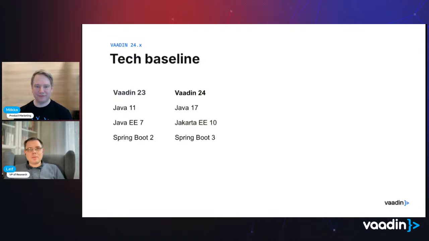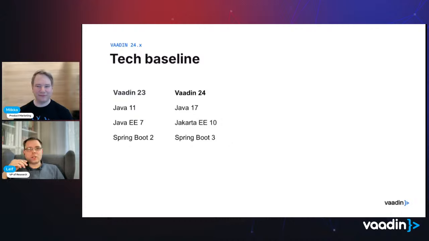The technology baseline, when we went from 23 to 24, we upgraded from minimum Java 11 required, newer were also supported, to minimum Java 17. Switching from a Java EE 7 baseline to Jakarta EE 10 might have been a little bit disruptive, since you needed to actually upgrade your application server at the same time, because most servers didn't support both at the same time. And then also related to that, going from Spring Boot 2 to Spring Boot 3.